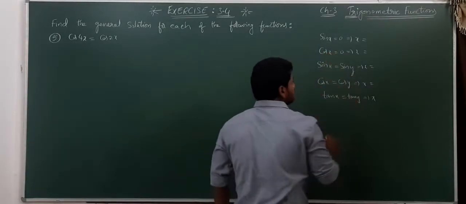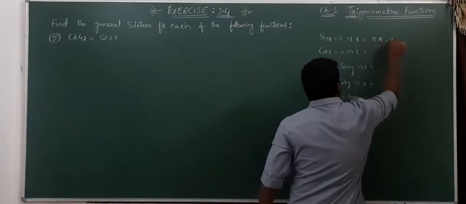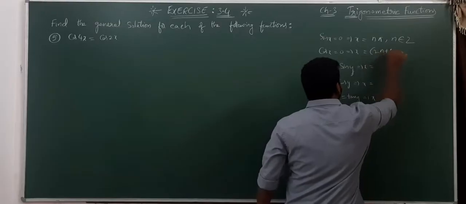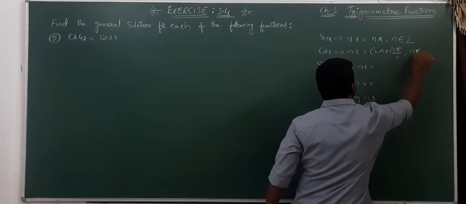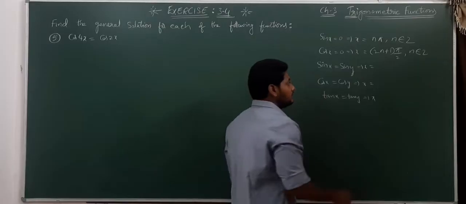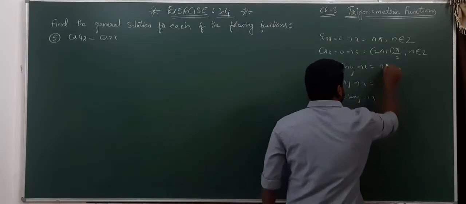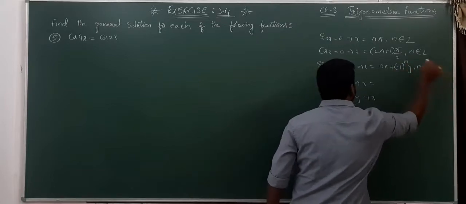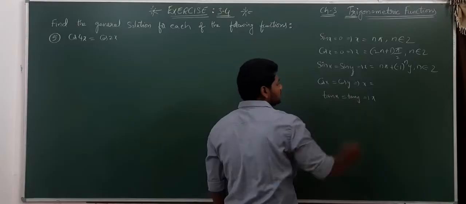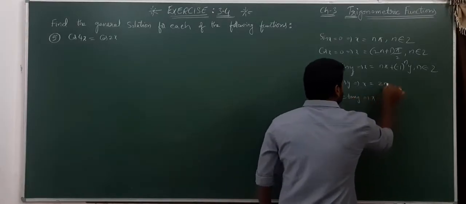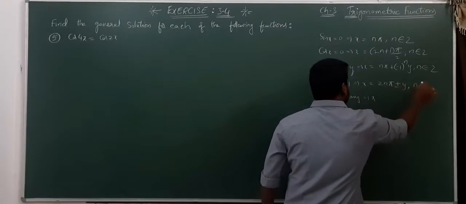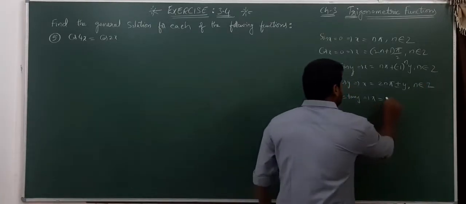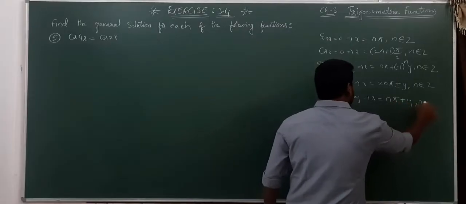Tell me, sin x equals 0, what is x? x equal to n pi, where n belongs to z. Cos x equals 0 when x equal to (2n plus 1) into pi by 2, n belongs to z. Sin x equal to sin y, where x equal to n pi plus or minus 1 whole power n into y, n belongs to z. Remember those. Next, cos x equal to cos y, for all x equal to 2n pi plus or minus y, n belongs to z. If tan x equal to tan y, then x equal to n pi plus y, n belongs to z.